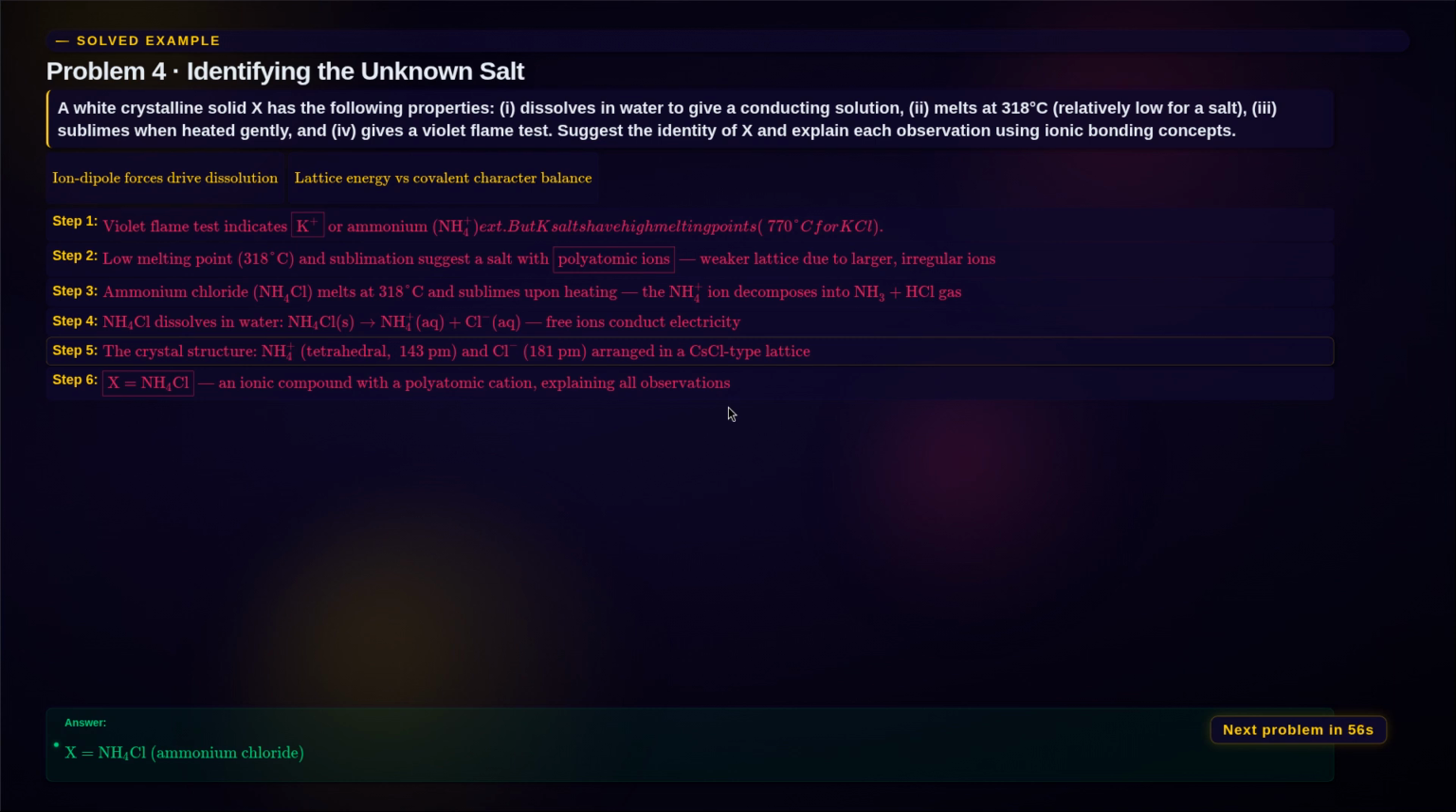Step 4. Find the element with IE higher than aluminum, but that fits the radius constraint between silicon and chlorine. Step 5. Both phosphorus and sulfur fit the radius constraint. Phosphorus has IE of 1060, sulfur has IE of 1000. Step 6. The answer is phosphorus.